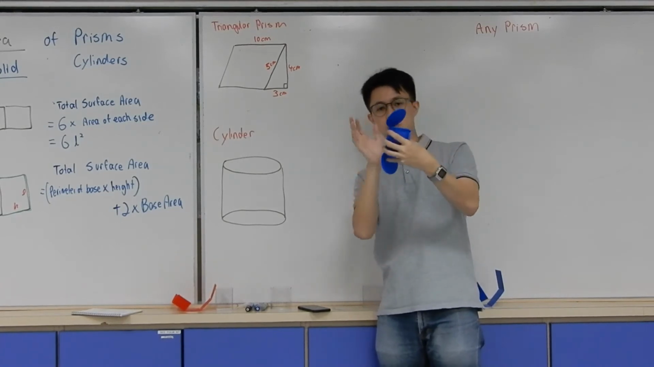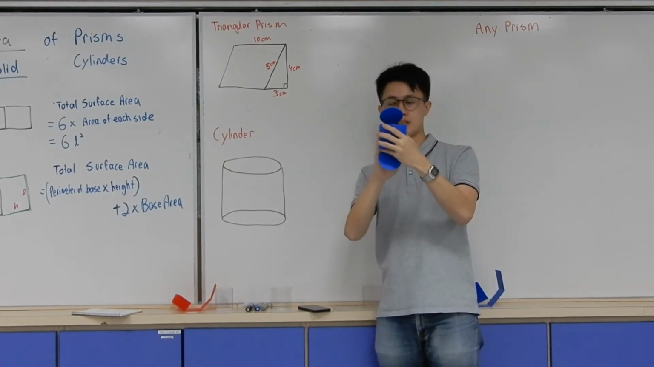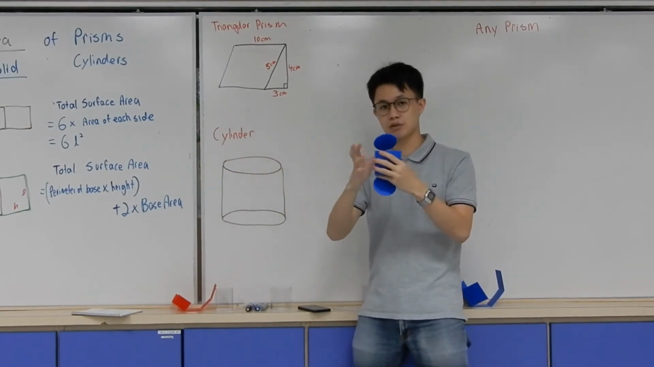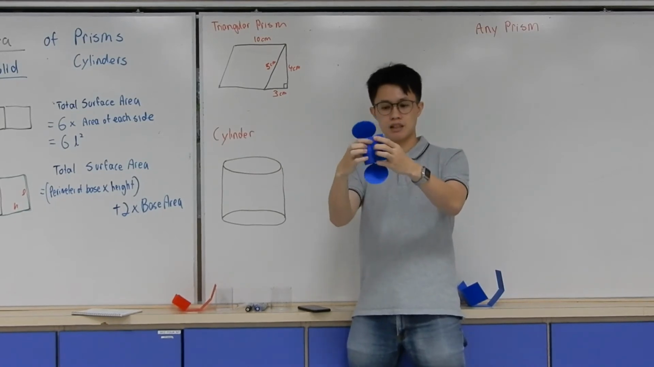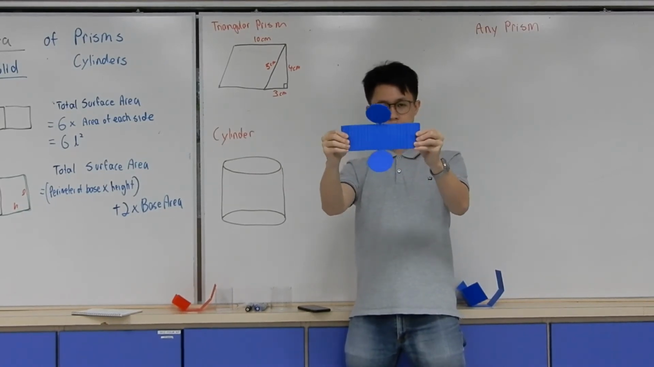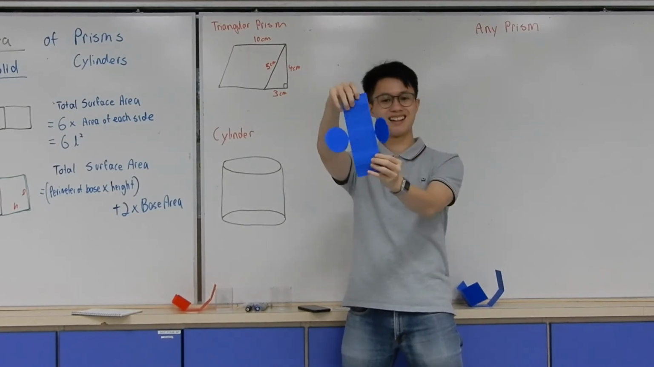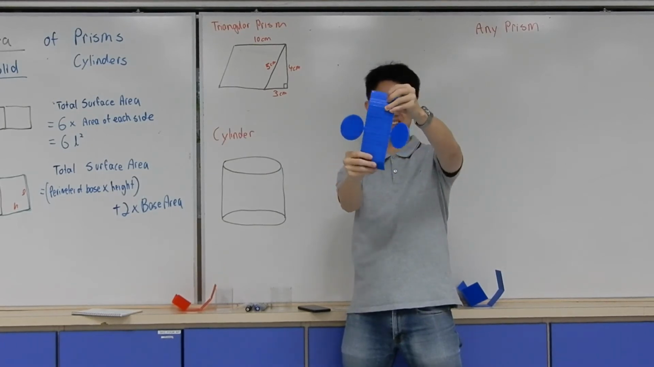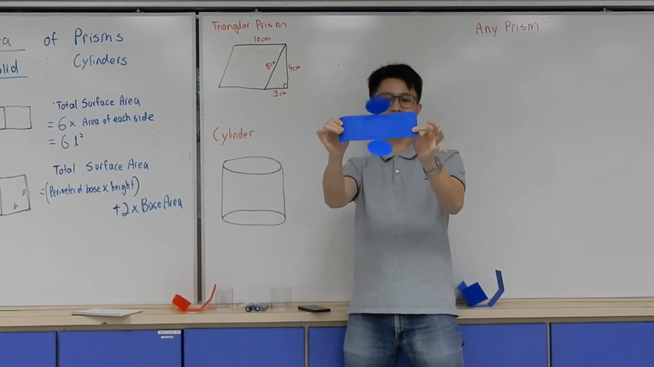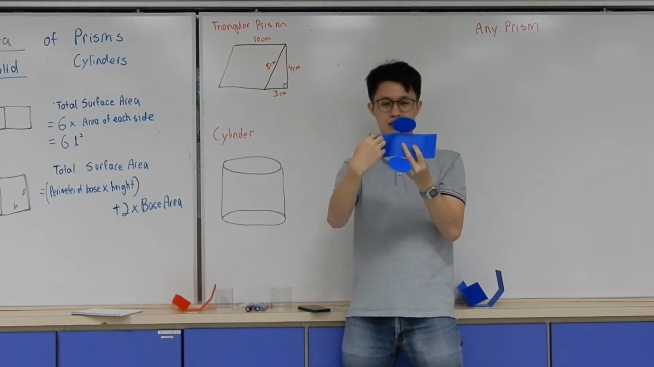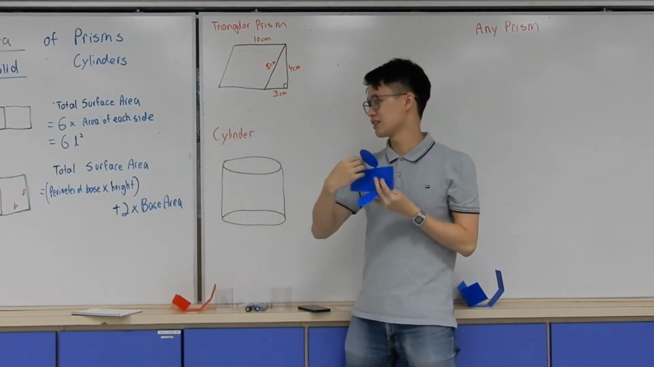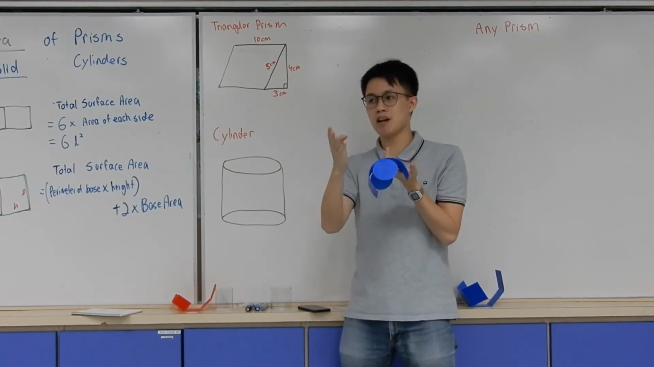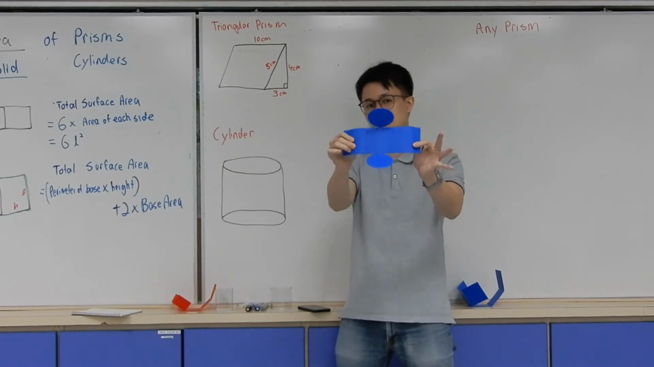But how am I going to find this? It's very similar to what we learned previously, that we take the perimeter of the base times height to find the rounded side. If I open this up, it's actually just a rectangle again. Right or not? Every time I open it out, even though it's curved, when I open it out, it becomes a rectangle. And how am I going to find the length of this rectangle? Just now previously we said the length is the perimeter of the base. If my base now is a circle, we don't really say the perimeter of the circle, we say the circumference of the circle.